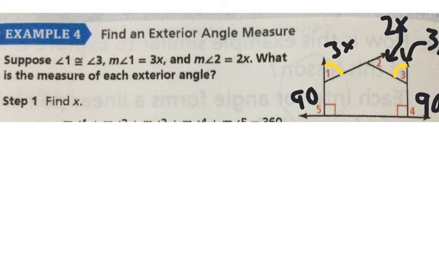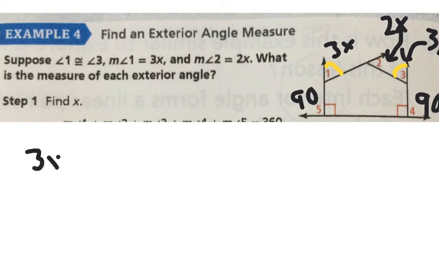So the question is, what's the measure of all the exterior angles? Well, I know angle 5 is 90, angle 4 is 90. These three I don't know yet, but what do I know? These 5 are all exterior angles, and they have to add to be 360. All of the outside angles always add up to be 360.